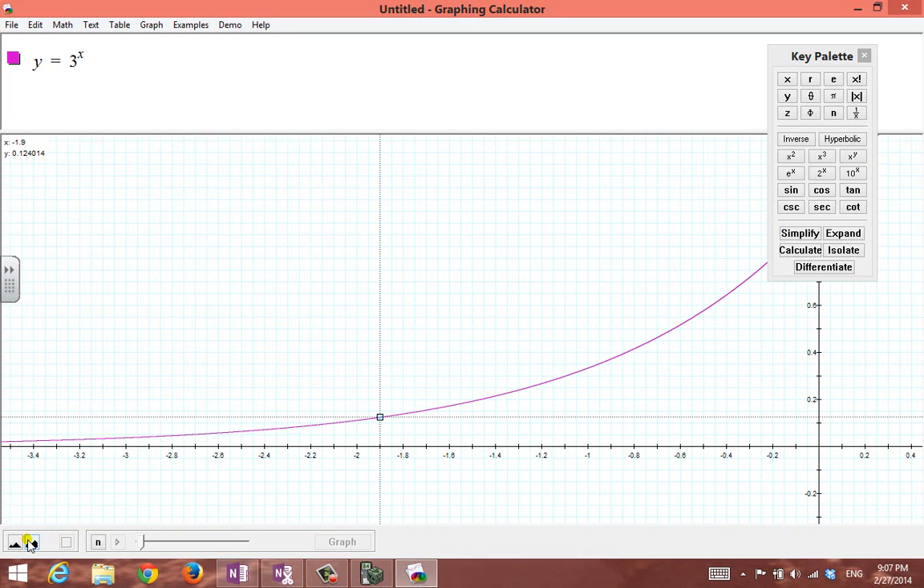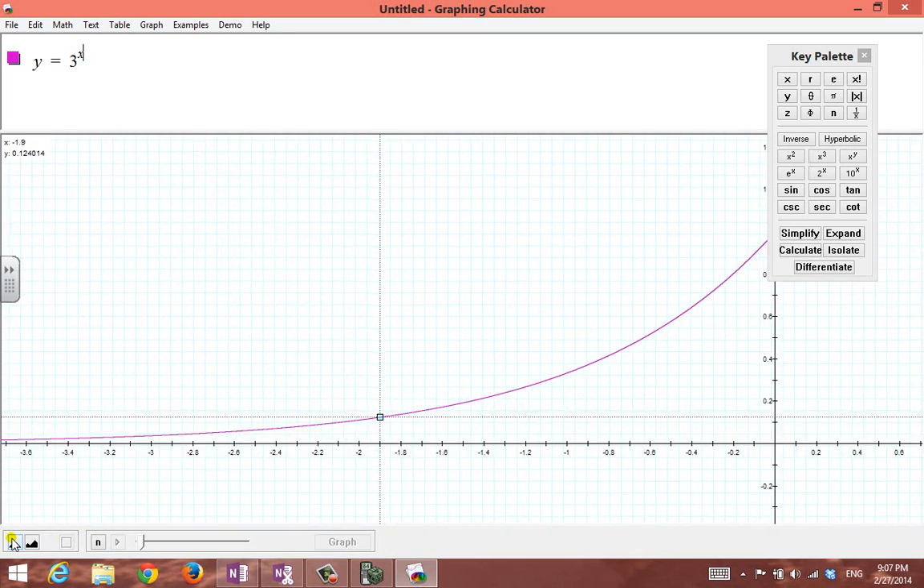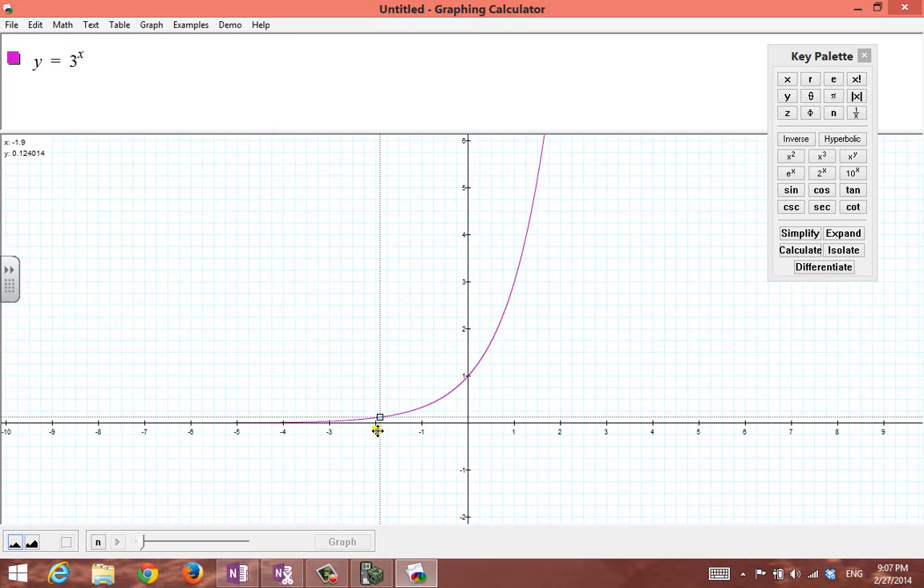Oh, let me zoom back. Let me zoom out here. Whoop, let me zoom in. Excuse me, this is zooming out. Okay, there we go. All right, the y values get extremely small. Look right up here. Here are the coordinates of my cursor. When x is negative 3.75, y is 0.01, which is super small. And it gets super small.